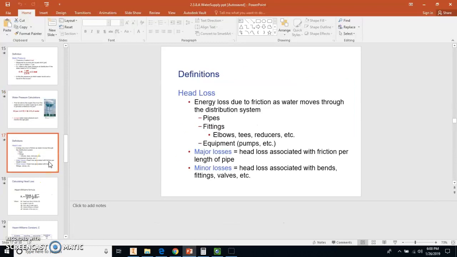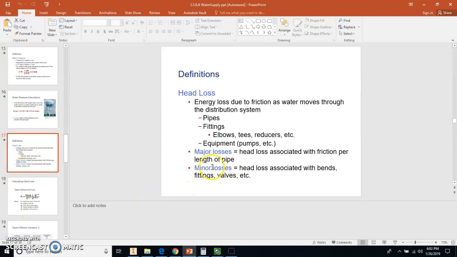And dynamic head loss is the friction on water as it moves through the distribution system. In other words, it's pipes, the fittings, which could be elbows, T's, reducers, etc., or any pumps that might be in the way, equipment-wise. And there's two components to this dynamic head loss. There's major head loss, which is associated with the friction per the length of the pipe. And then there's minor head loss, which is what's associated with the bends, the fittings, valves, and so on and so forth.